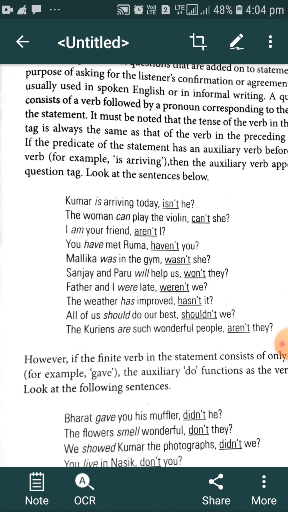Koreans are such wonderful people, aren't they? Koreans is a plural noun, but instead of the noun we have to use a pronoun, and Koreans are plural nouns. That's why we have to use the plural pronoun.